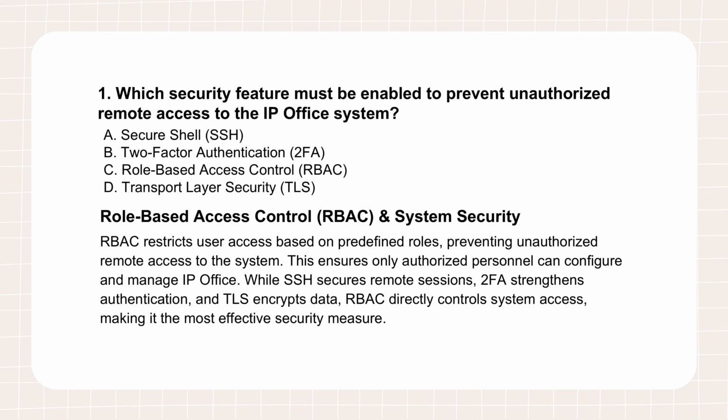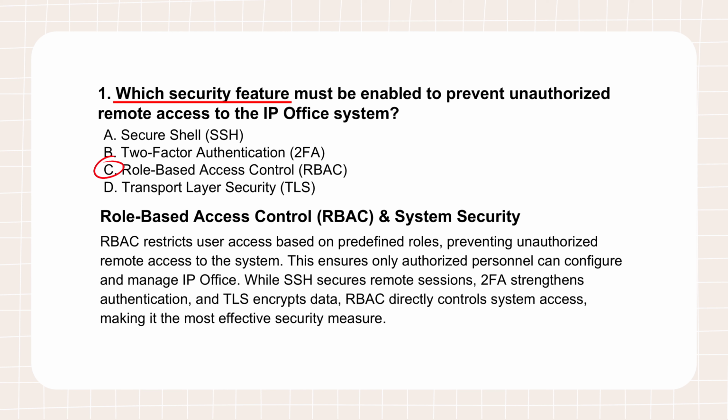It asks, which security feature must be enabled to prevent unauthorized remote access to the IP Office system? And the options are SSH, 2FA, RBAC, and TLS. When you look at those, what's the key element for preventing access in the first place? Well, on the surface, they all relate to security, right? SSH gives you that encrypted connection. 2FA adds that extra layer of verification when someone logs in, and TLS secures the communication channel itself. But the most direct answer to preventing unauthorized access is role-based access control, or RBAC.